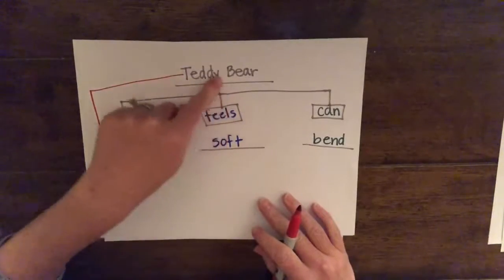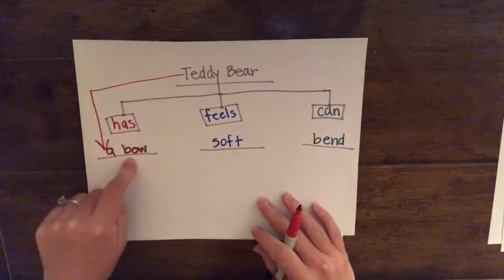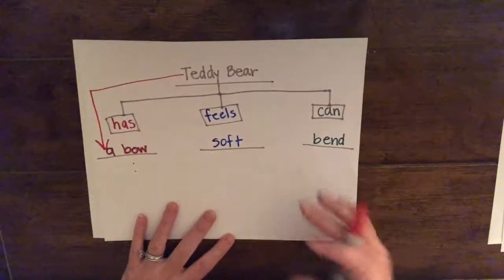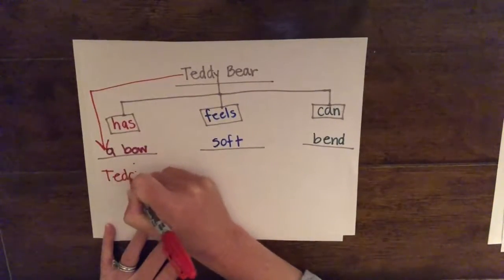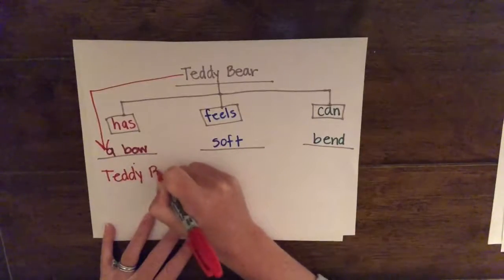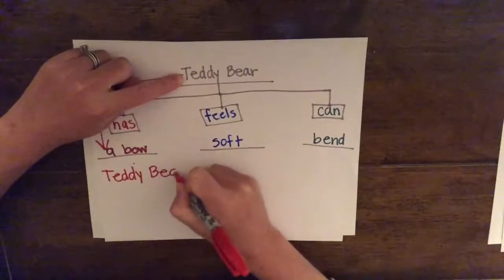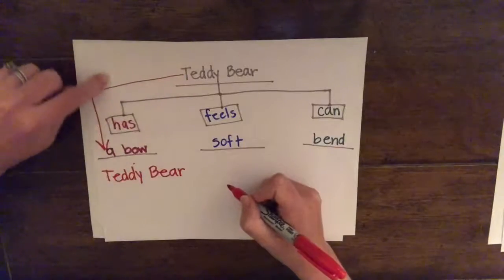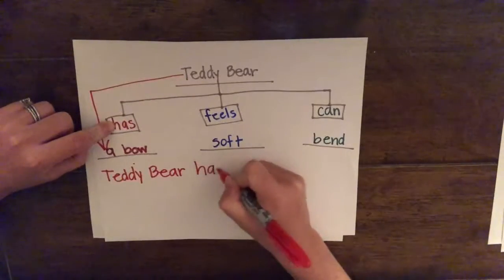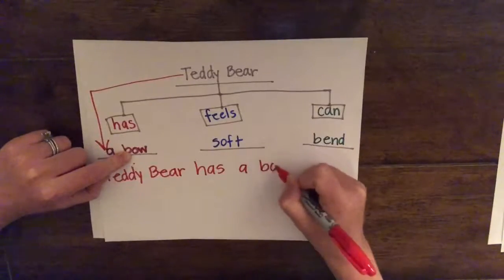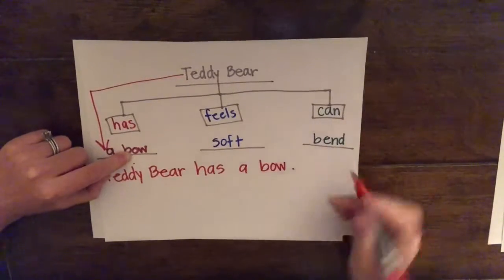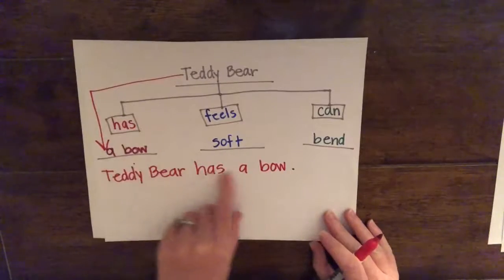So I would say teddy bear has a bow, and I have the learner maybe echo it, copy you, and always model and talk about how you have to start with a capital letter at the beginning of your sentence. So teddy bear, so here's my first spot. And then what do I write next? Has, I'm going to write has, and then a bow. And I need to remember, I always need punctuation, a period at the end. So teddy bear has a bow.